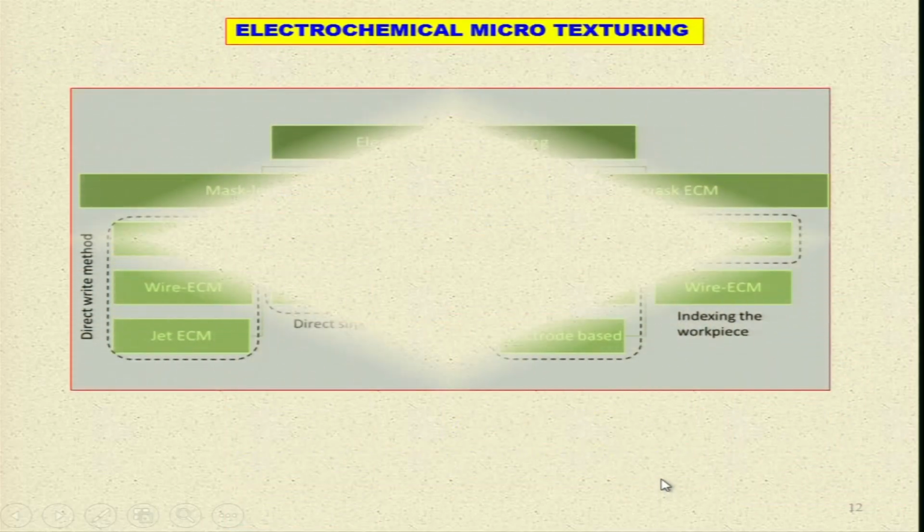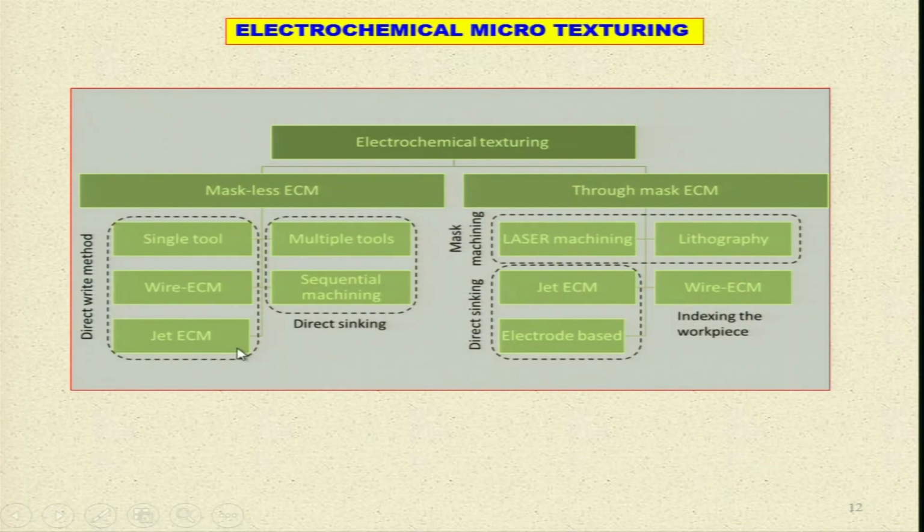Electrochemical microtexturing, further you can see here there are two methods commonly used in real life for microtexturing. One is the maskless electrochemical machining or electrochemical microtexturing, or through mask electrochemical machining or microtexturing. Now, you can see here the direct write method. Now, this is for ECM. So, a single tool can be used as we have seen in the earlier slide. You can use wire for creating that, or you can use the jet also, all the three examples we have seen in the earlier slide.